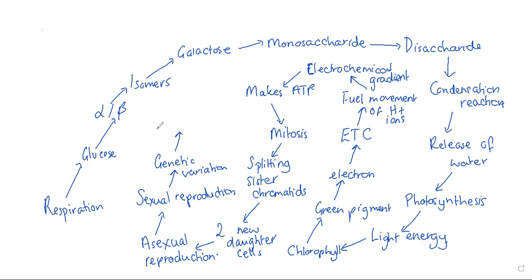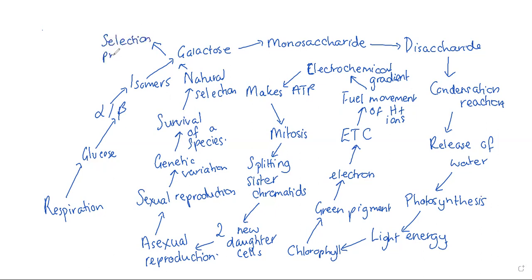And we know that genetic variation allows for the survival of a species. And this is closely linked to natural selection, which sees, let me go out of our web here, natural selection, which is where we see selection pressure. And one of those might be antibiotics, which has led to antibiotic resistance.